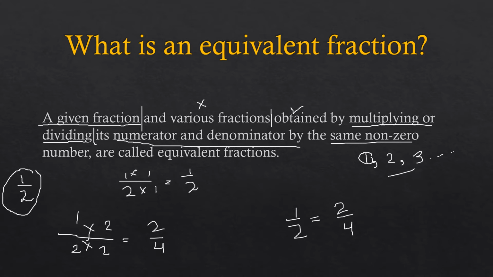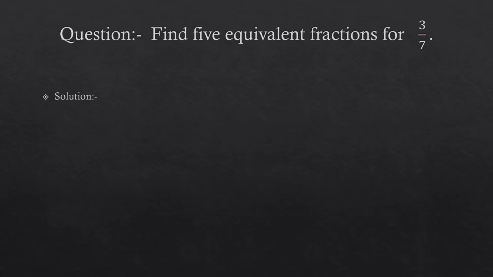Now let's proceed. Here we have a question: find 5 equivalent fractions for 3 by 7. Let's see the solution. How do we calculate? We just use natural numbers. Natural numbers start from 1, but we do not use 1, because we will get the same fraction after multiplying the numerator and denominator by 1. Hence we will start from 2, and we want 5 equivalent fractions. So 3 by 7 will get multiplied by 2.